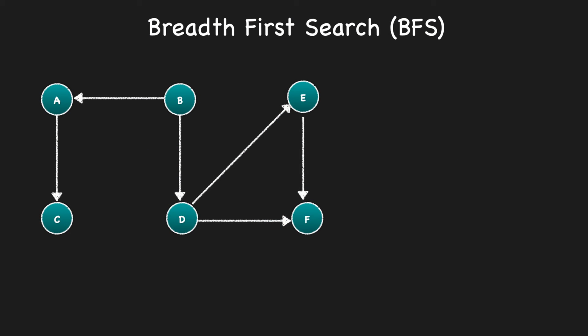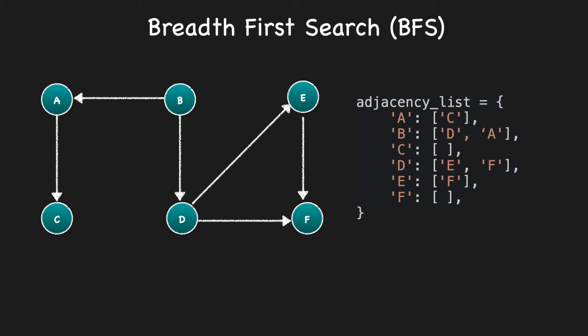So this graph here can be represented as an adjacency list where each node is a key and its value is a list of neighbors. If you'd like a refresher on the graph data structure and its various representations, please be sure to check out my video on it, which I have linked to in the description.